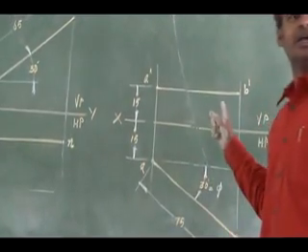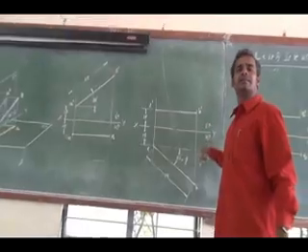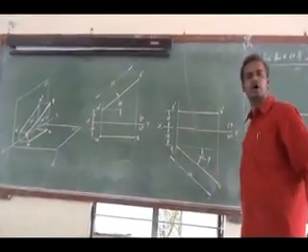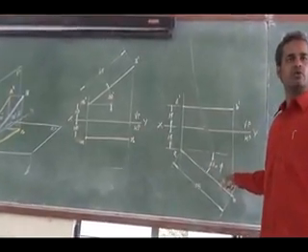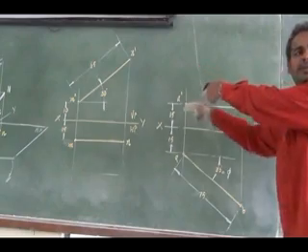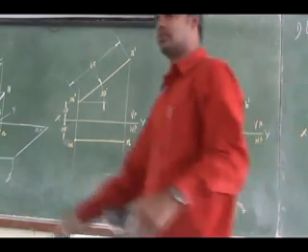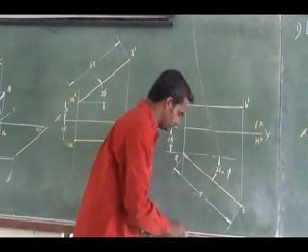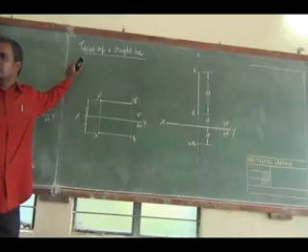And if the line is inclined to VP and parallel to HP, I will obtain the true length and true inclination in the top view. And in the front view, I will obtain a straight line parallel to the reference line with a shorter length. That is an apparent length. Is it clear? Length is 70.